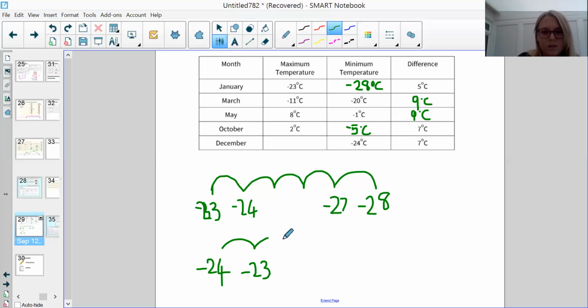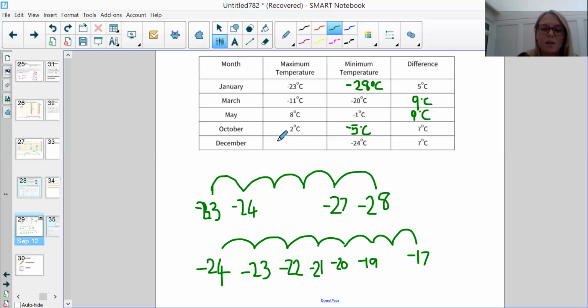And -23, 1, -22, 2, -21, 3, -20, 4, -19, 5, -18, 6, -17, 7. So the maximum temperature would be -17 degrees.